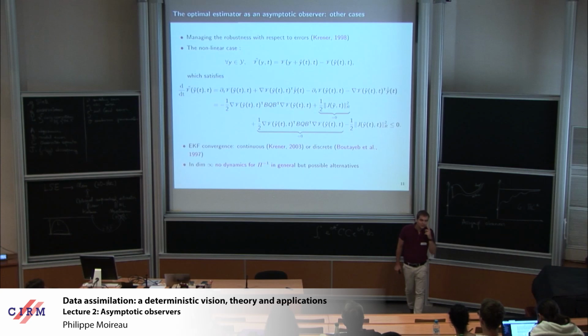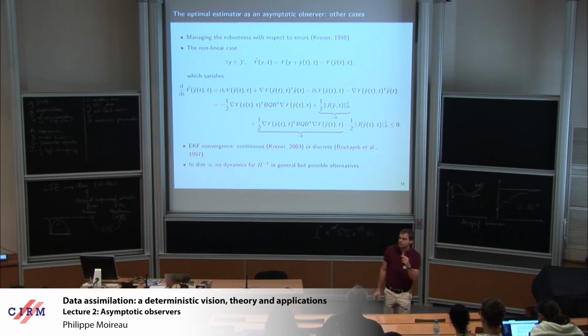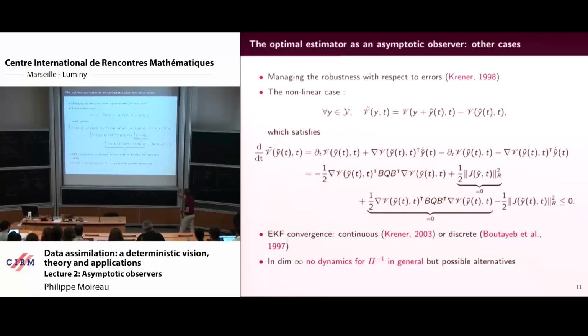So basically, if you look at Kalman as a least square estimator, there is no way to justify the extended Kalman filter. But if you look at it as an asymptotic observer, then you can prove that if the errors are small enough, then you will converge to the good trajectory. That was done by Kreiner in continuous time, discrete time before.